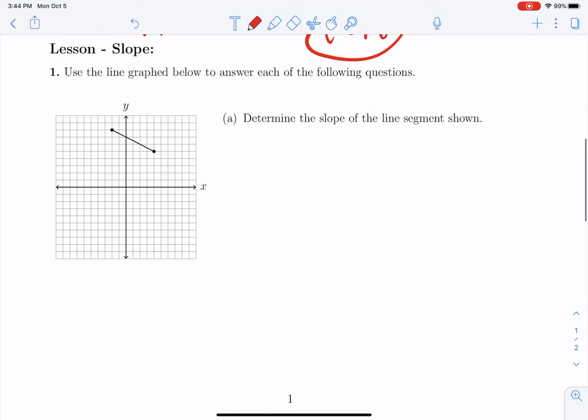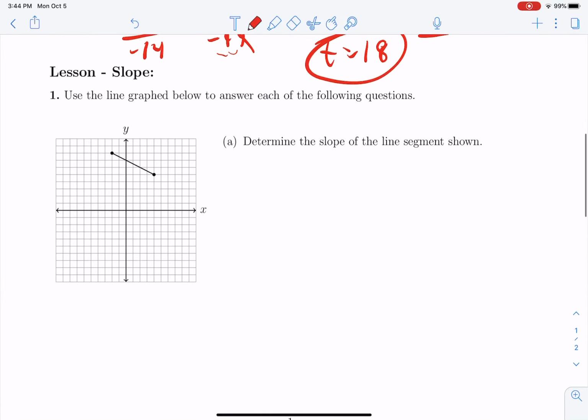Okay, for our lesson, we're taking a look at slope. For this question, we're asked to use the line graph below to answer each of the following questions. For part A, we're asked to determine the slope of the line segment shown below. Now, there's a few ways we could do that.